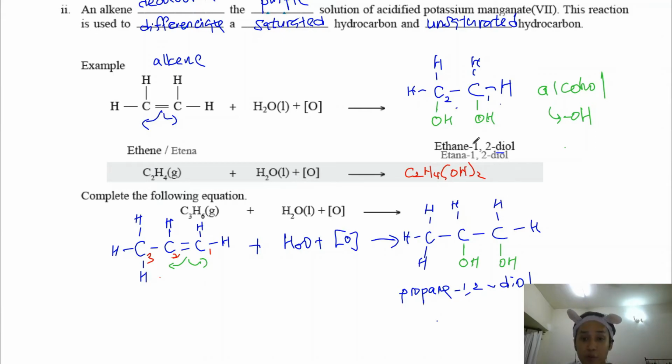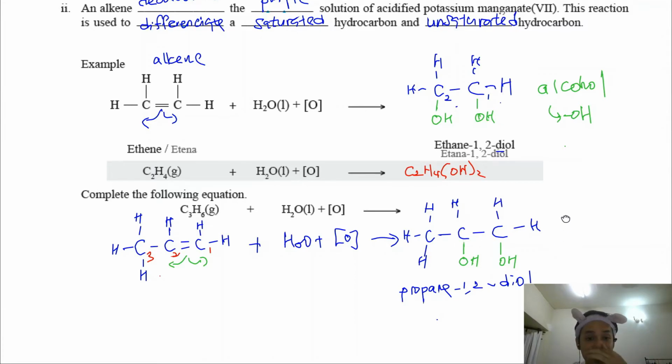There is a certain format for writing the chemical name of organic compounds. How do I know when to put the hyphen, and when to put the comma? Later on when I teach naming, I will show you in detail. This is just a prelude, an intro to the naming of organic compounds. But first you need to know the reaction, which is the reaction of alkene with acidified potassium manganate solution.